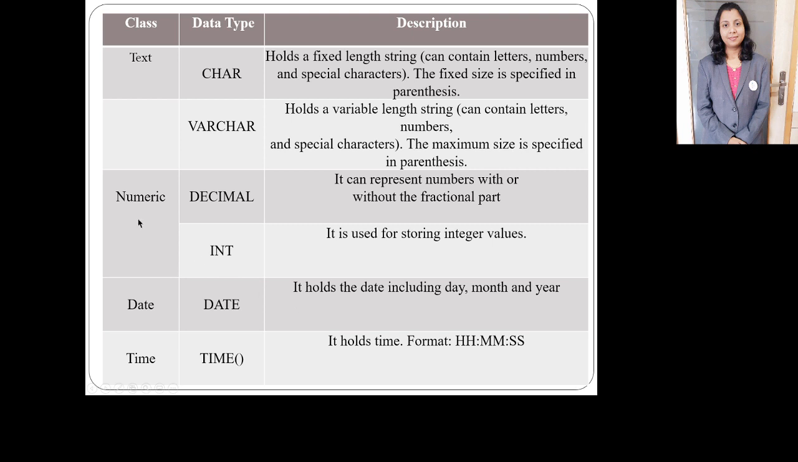Next class is the numeric class, where the data types used are decimal and integer. Decimal means it can represent numbers with or without the fractional part, so both possibilities exist. Next is the integer data type, int. It is used for storing integer values. Next the class is date. Date is another data type. It holds the date including the day, month, and the year. Next is time. Time is a class where time is a data type also. It holds the time. The format used can be HHMMSS, that is hour, minutes, and seconds.